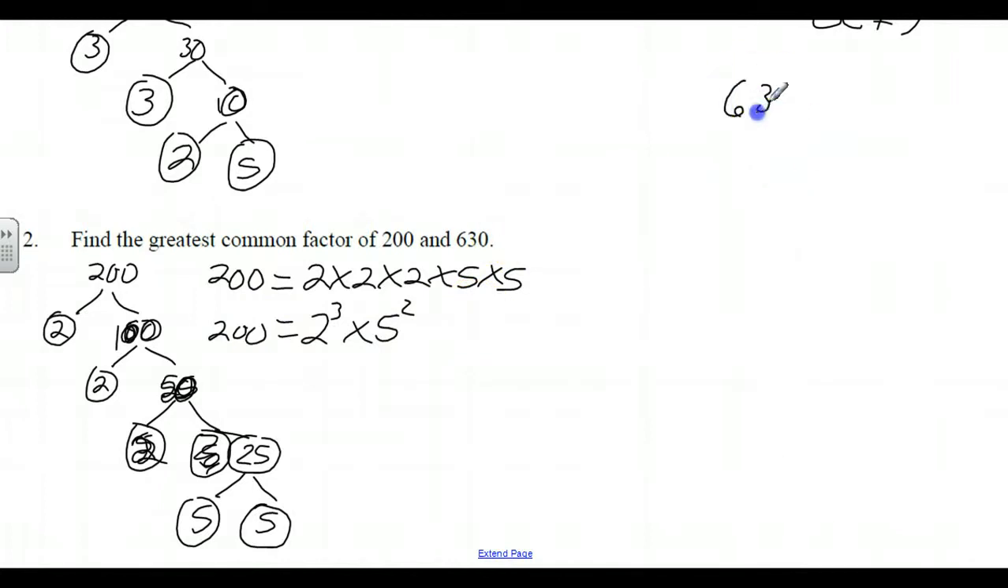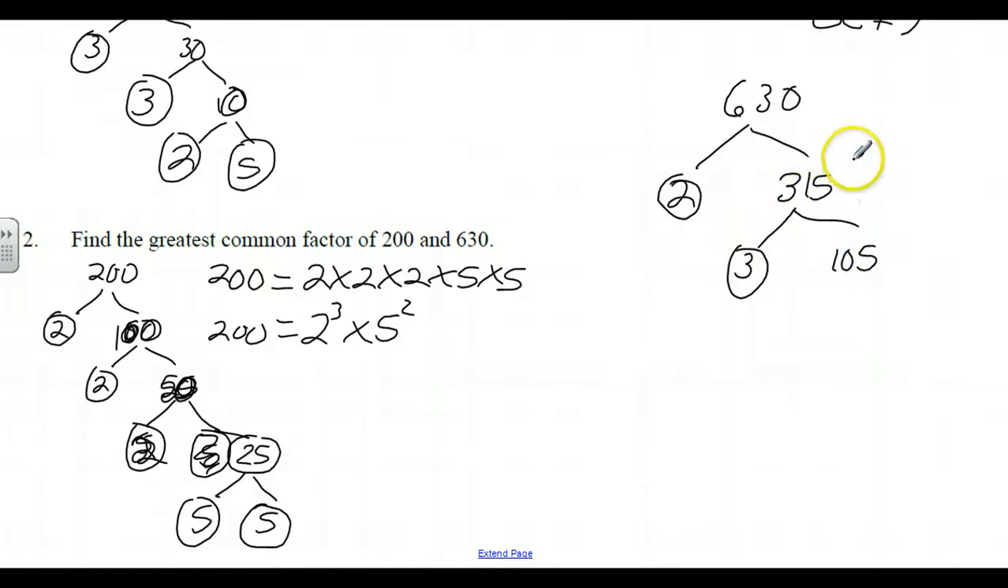I'll give myself some room up here. 630. So 2 is prime. 2 goes into 630 315 times. Probably not prime, especially because it ends in a 5. But does 3 go into that? So 2 doesn't, this isn't even, but 3 does. And 3 goes into this 105 times. And how do you know? You just take 315, divide by 2. Nope, divide by 3. Yep, 105.